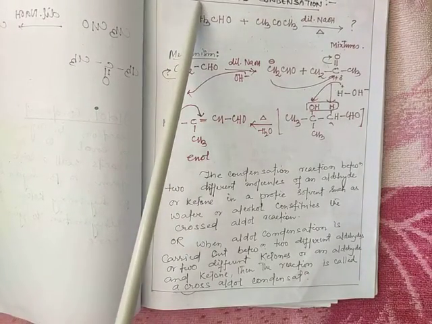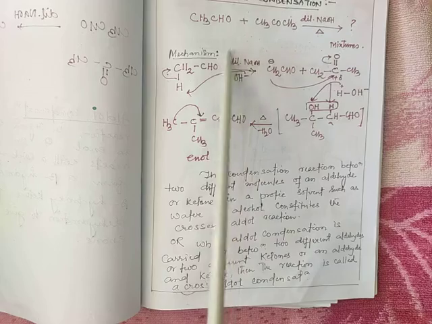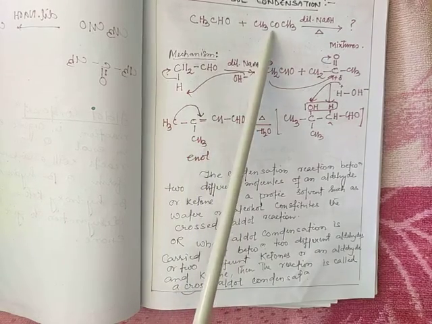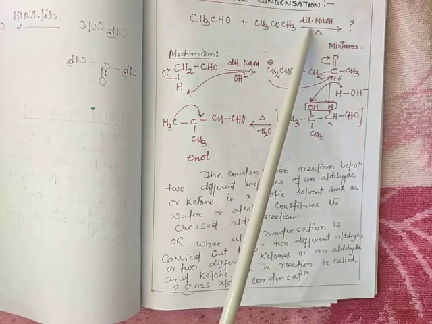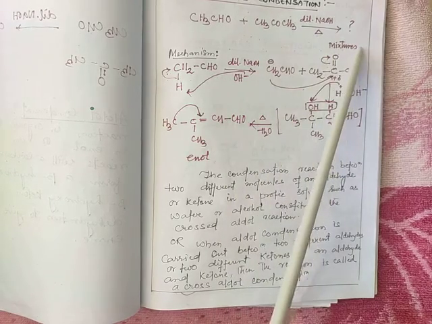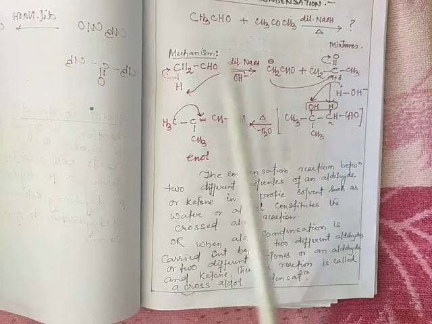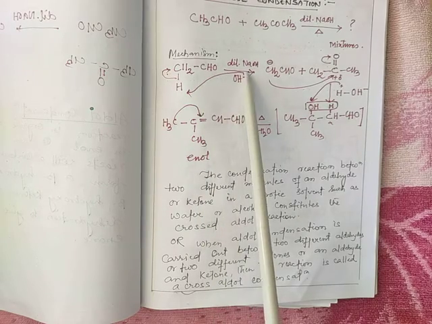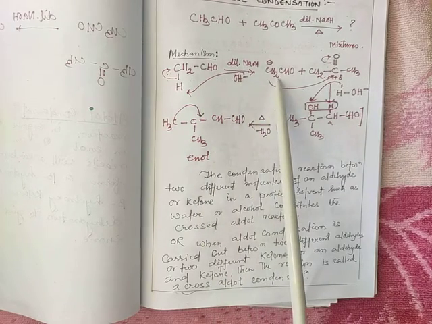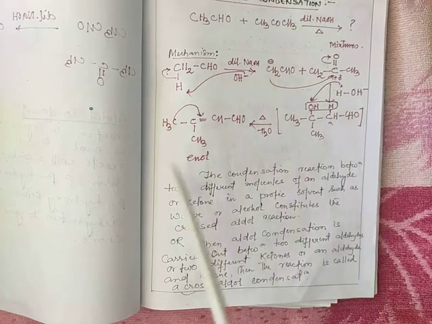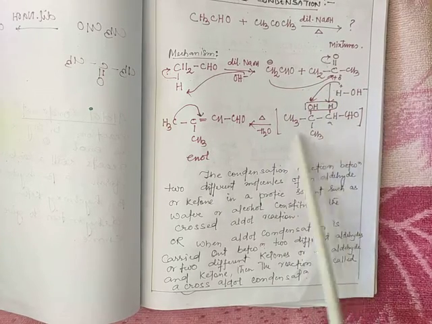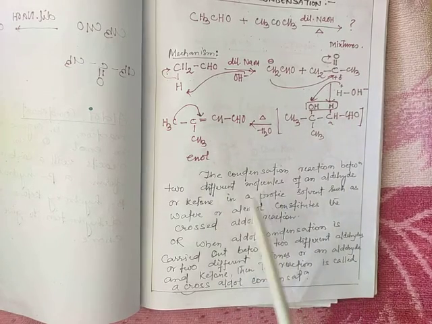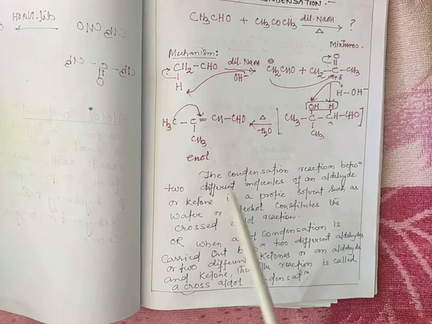Now the next one is cross aldol condensation. Here this is an aldehyde and this one is acetone, in basic medium. What product will we get? We will get a mixture of products only. Now let's see the mechanism. Aldehyde in basic medium gives this product, then water is eliminated from this product and we get the enal. So this is the aldol condensation.